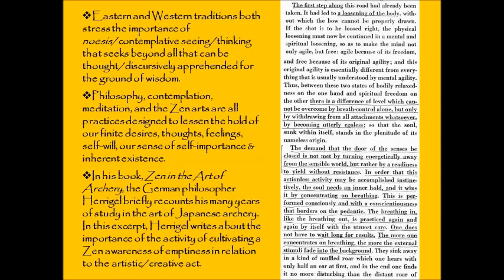He writes, "The first step along this road had already been taken. It had led to a loosening of the body, without which the bow cannot be properly drawn. If the shot is to be loosened right, the physical loosening must now be continued in a mental and spiritual loosening, so as to make the mind not only agile but free. Agile because of its freedom, and free because of its original agility. And this original agility is essentially different from everything that is usually understood by mental agility.